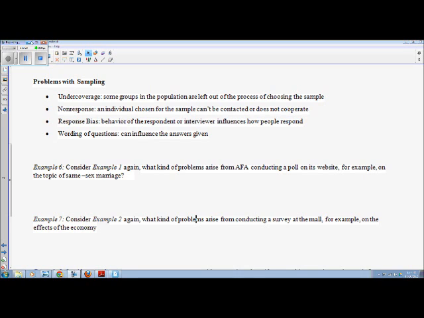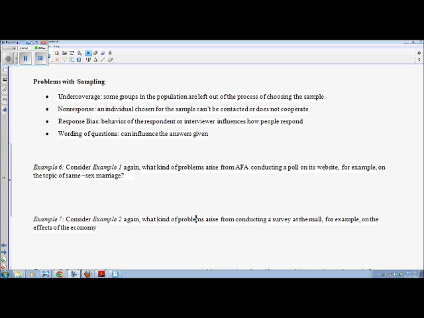Okay. So the first thing, undercoverage, where some groups in the population are left out of the process of choosing the sample. So that means they weren't even an option to collect. Non-response: an individual chosen for the sample can't be contacted or does not cooperate. So if they were selected to be in the sample but you cannot contact them or they refuse to answer your survey or whatever, that's non-response.